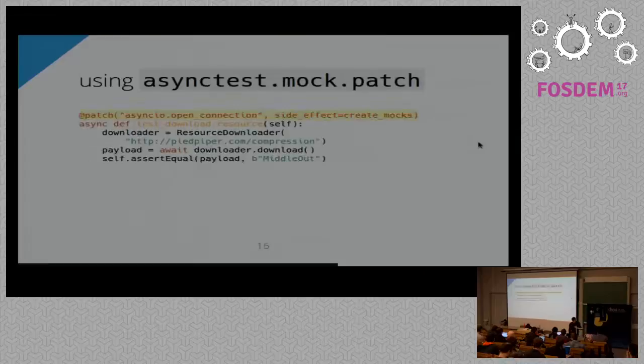So now that I know how I can create my mocks, I want to use them. So I use the unittest feature called patch. Patch will temporarily replace the symbol you want to use with a mock. Here we've got open_connection, which will be replaced by a mock, which will return as a result the result of my previously defined function create_mocks.